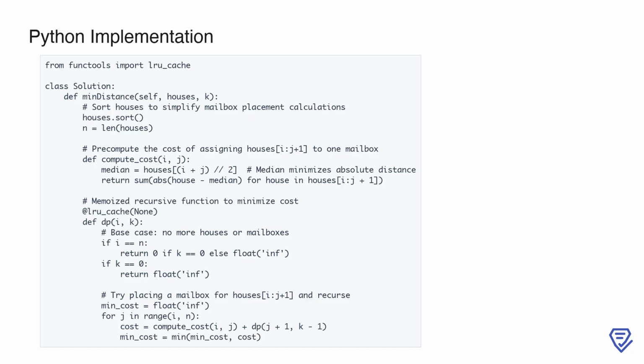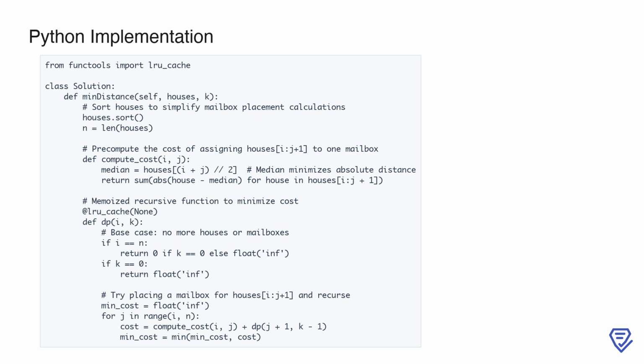Afterward, we define a memoized recursive function dp, which will calculate the minimum cost of placing k mailboxes starting at house index i. The base cases for this function handle scenarios where we run out of houses or mailboxes. If there are no more houses and no mailboxes left to allocate, the cost is 0. However, if there are no more mailboxes but houses remain, the cost is set to infinity since it's impossible to allocate mailboxes in that situation.